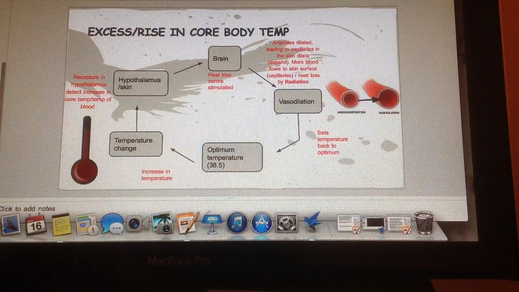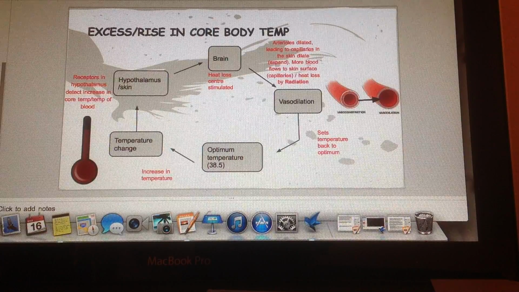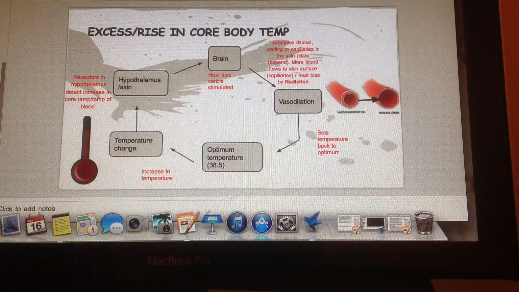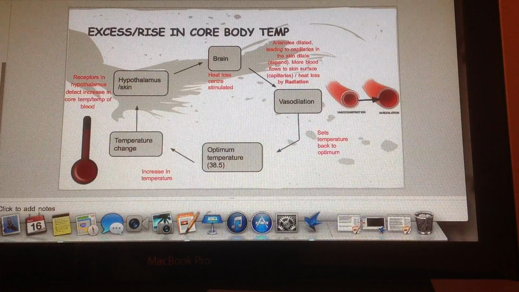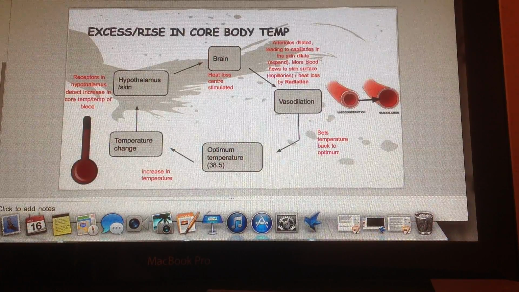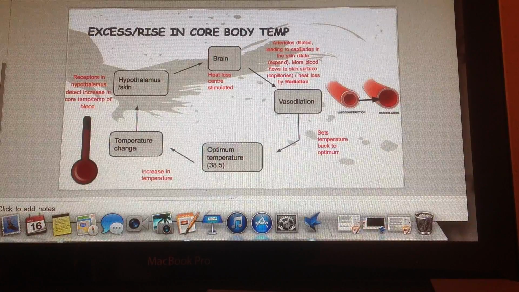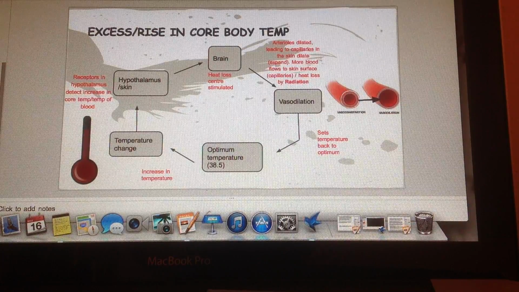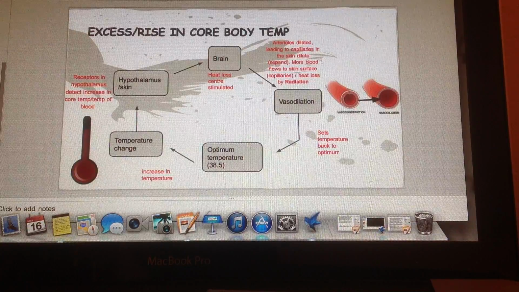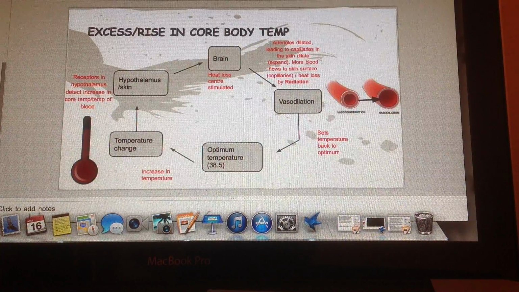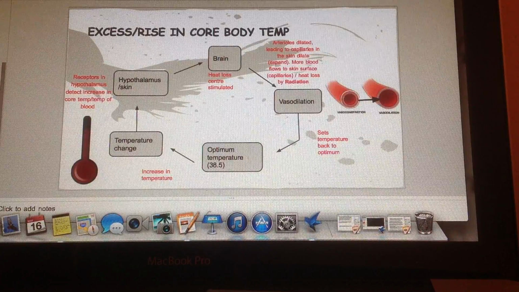The opposing situation is an increase in temperature that exceeds the optimum of 38.5 degrees. The process is the same as the previous one, except the brain leads capillaries in the skin to dilate this time. More blood flows in the capillaries from the skin surface, thus heat loss by radiation, as less energy is produced in blood flow. This process of vasodilation ultimately results in setting back the temperature to normal.